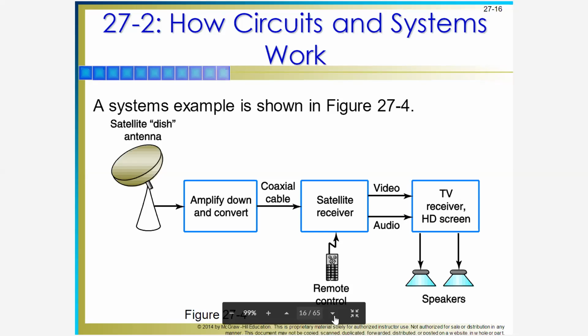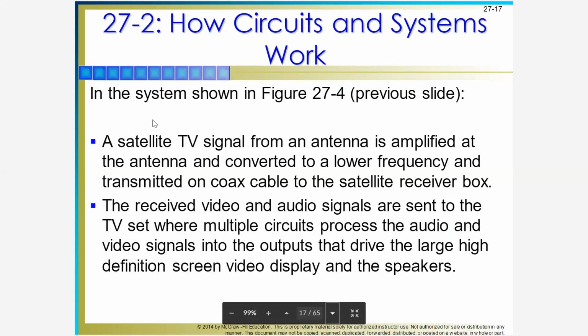Next, we have how circuits and systems work. A satellite TV signal from the antenna is amplified at the antenna and converted to a lower frequency and transmitted on a coaxial cable to the satellite receiver box.